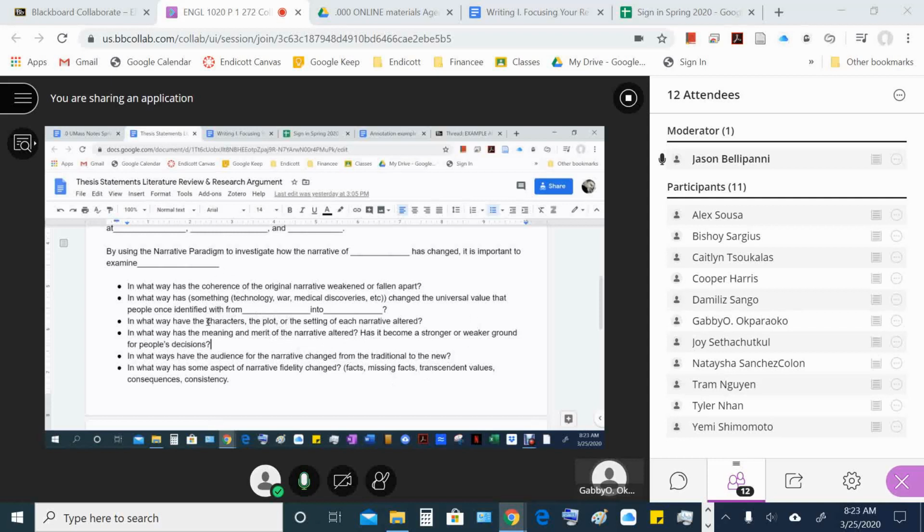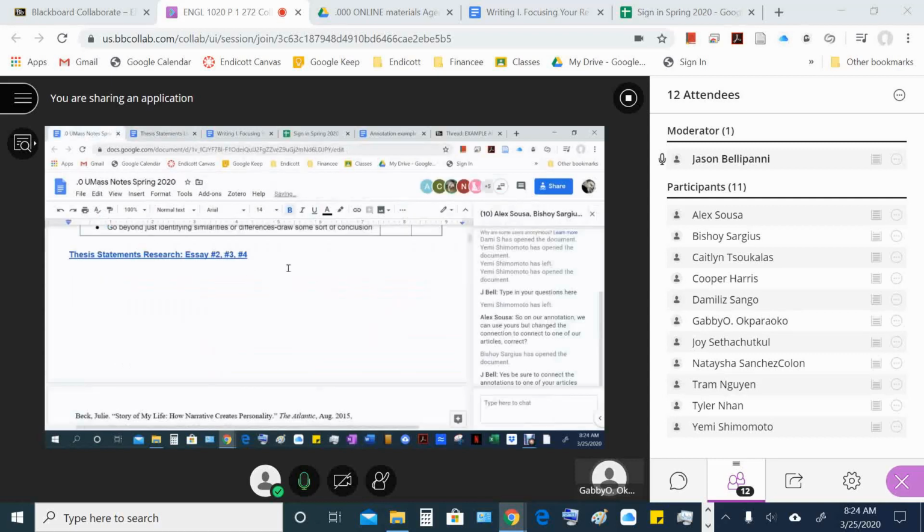So basically, these questions are trying to make the connection, or help you make the connection between the two narratives that you have and then the narrative paradigm, talking about it in terms used.